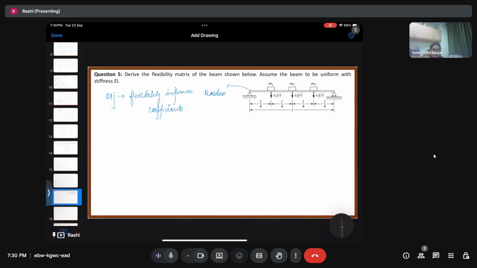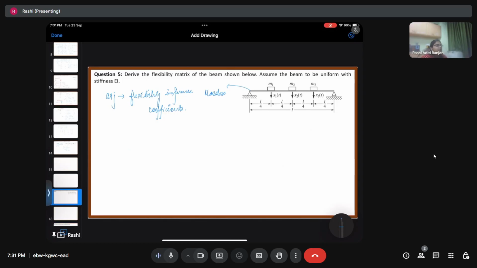It's very simple. The load that I'm going to consider at point J is going to be the unit load. So if a unit load is applied at point J, the deflection at point I gives us the flexibility influence coefficient at that point.